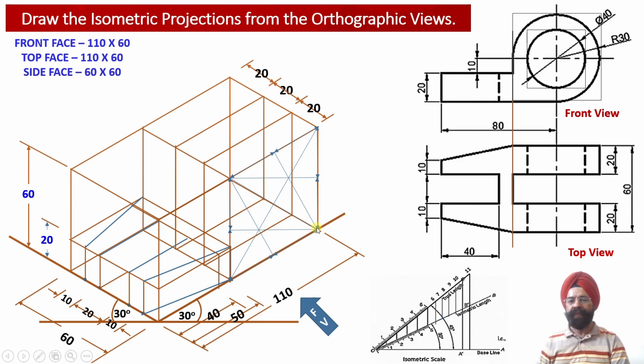Center number 1 is the end point of the minor diagonal. Center number 2 is the other end point of the minor diagonal. Center number 3 is this intersection point. Center number 4 is this intersection point.